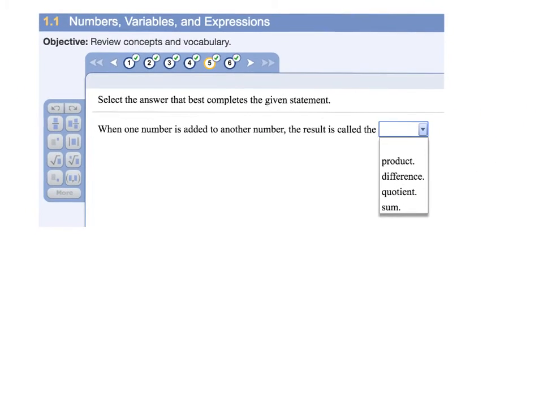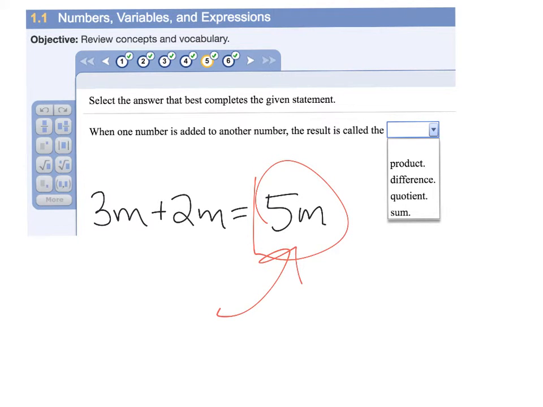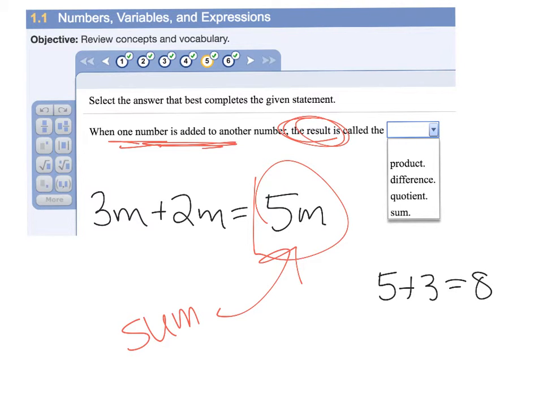And when one number is added to another, the result is called the sum. So let's say you have 3m plus 2m. The answer is 5m. This answer, the result of adding two numbers, is called the sum. A little more boring, like second grade, would be 5 plus 3 equals 8. So 8 is your sum.